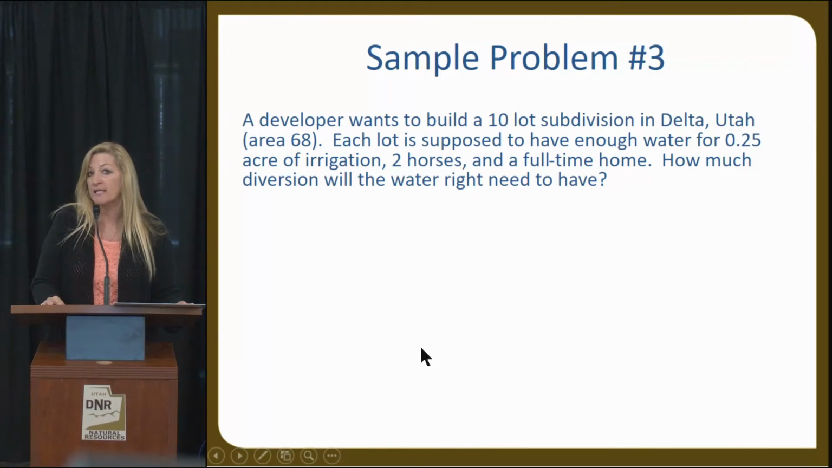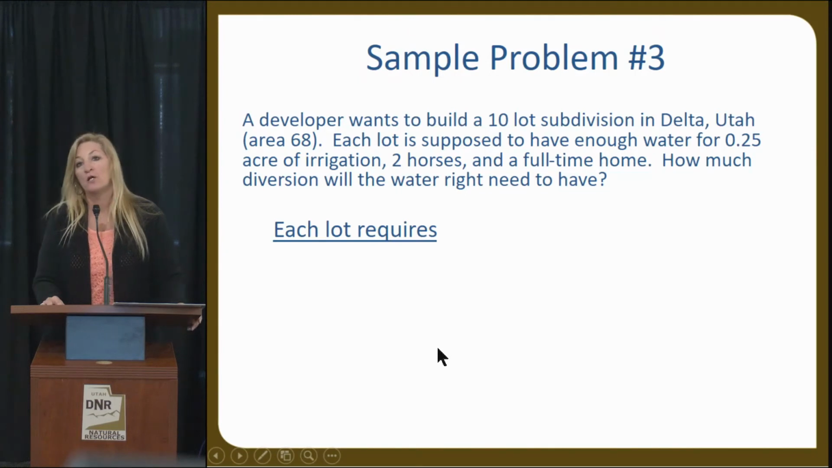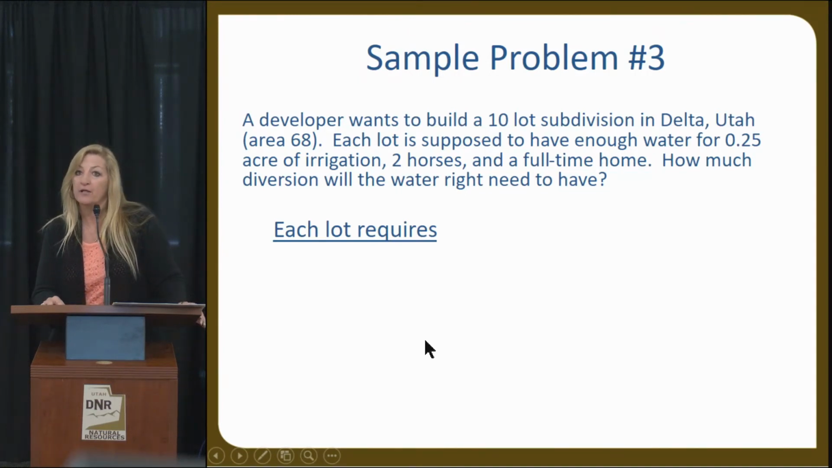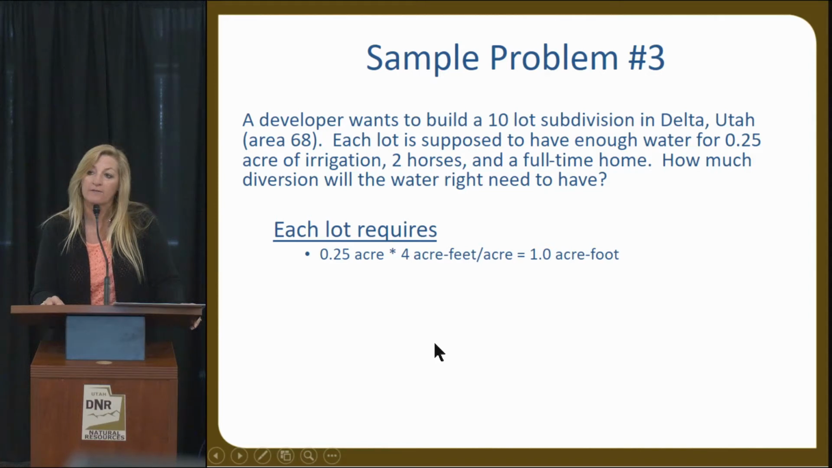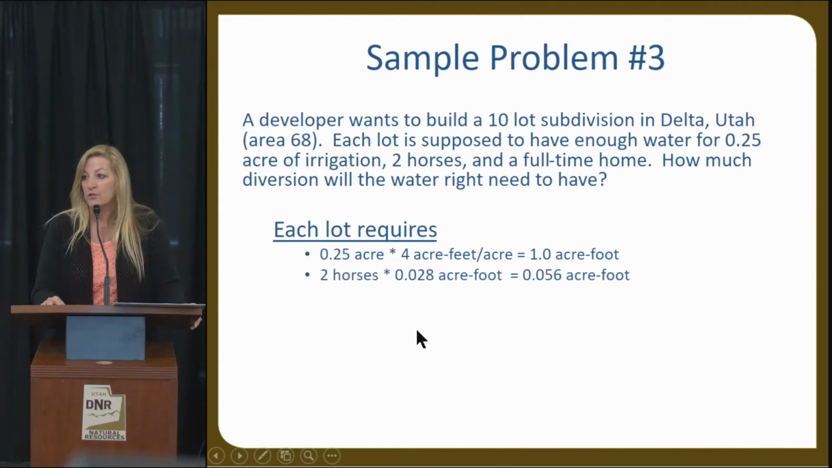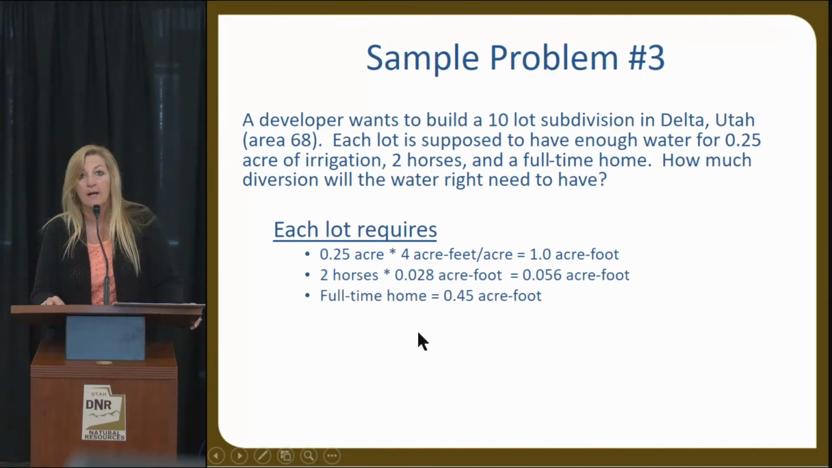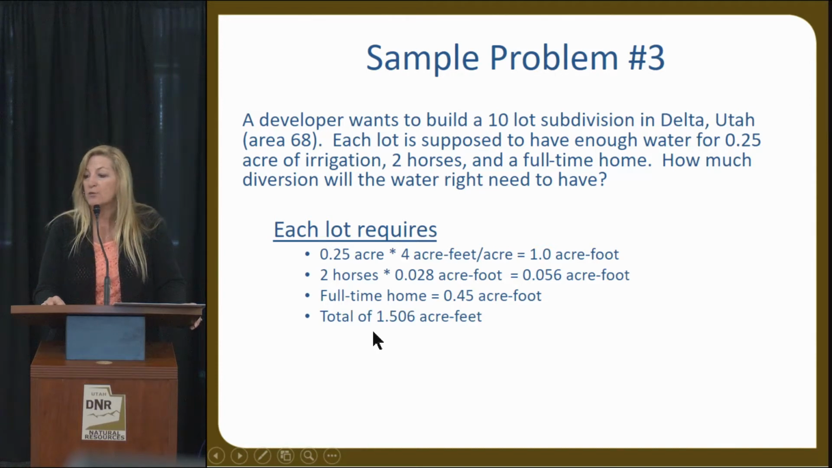Okay, so we're going to break it down. We're going to start with, okay, how much does each lot need? Okay, so again, 4 acre-feet per acre, so a 1/4 acre irrigation in a 4 irrigation duty area, he needs 1 acre-foot for the irrigation portion. For the 2 horses, it's going to be 0.028 times 2, so 0.056 acre-feet for the livestock, and the house is 0.45. Okay, so add that together, and each lot needs 1.506 acre-feet.